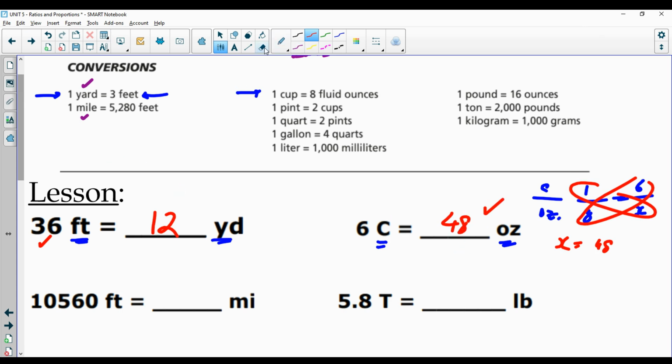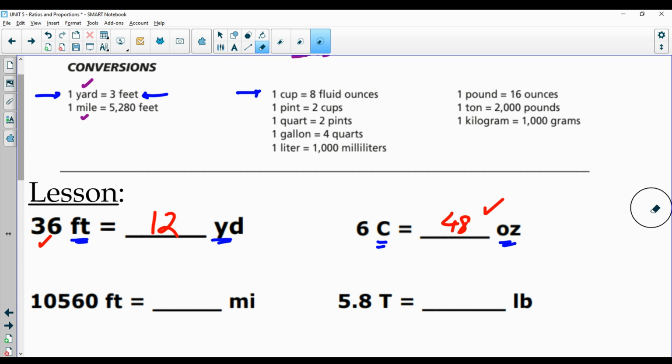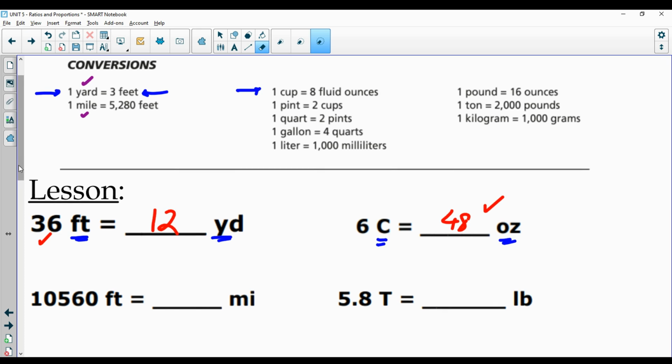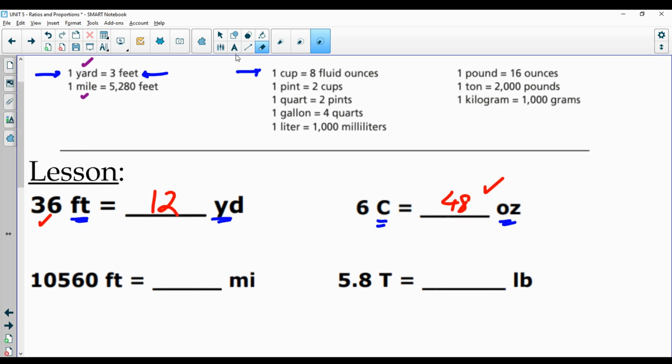Let's do a couple more. Very short and very quick, right? That's nice. Now let's do a couple more. I've got to scroll down a little bit. For this one, feet and miles, that's right here. Feet and miles. So I'm going to set it up. I'll just do it in the order that they present it. It doesn't have to be a unit rate where 1 is at the bottom.